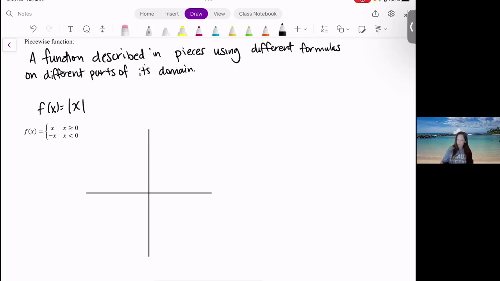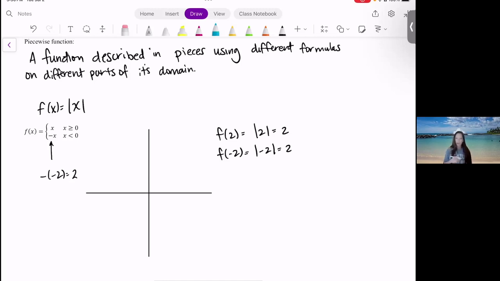For instance, if I was to say f of 2, that would be the absolute value of 2, which is 2, and f of negative 2 would be the absolute value of negative 2, which is also 2. And so when I'm plugging in a negative 2 here, it would be negative negative 2, which actually becomes a positive 2, which gives us that V graph.